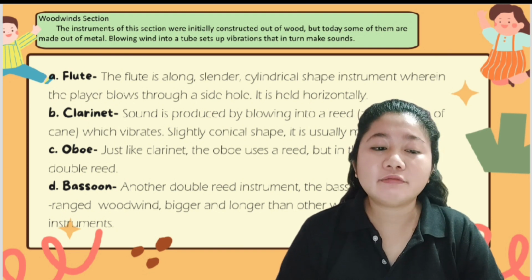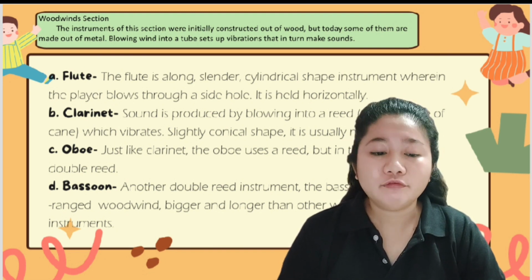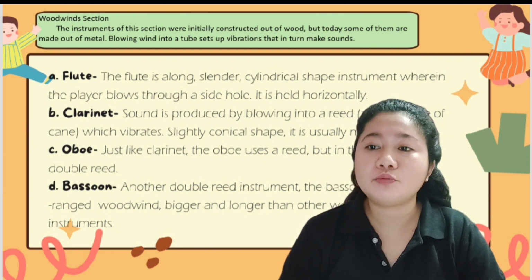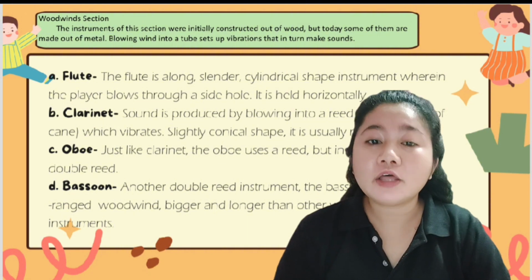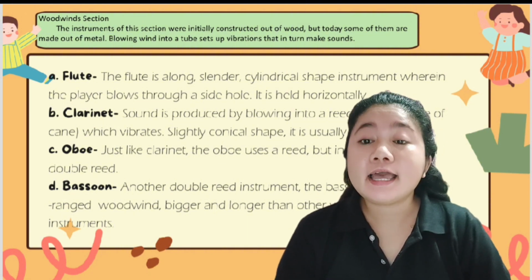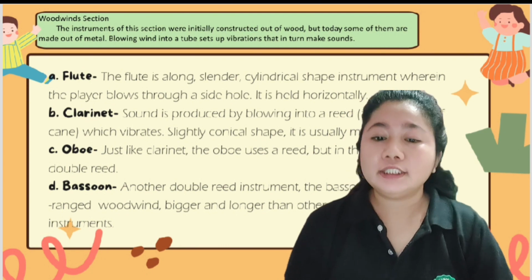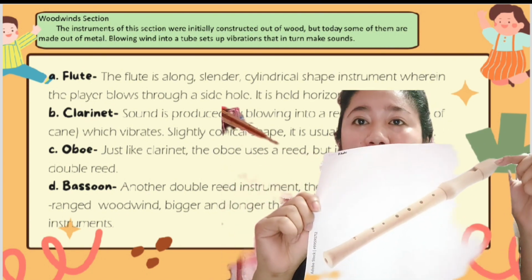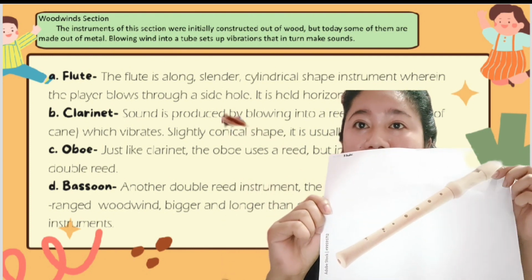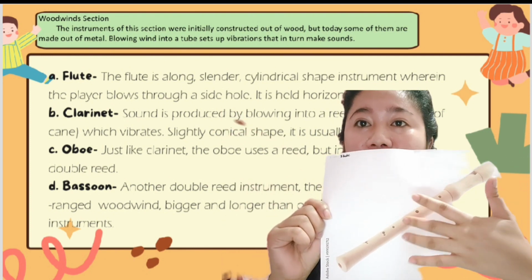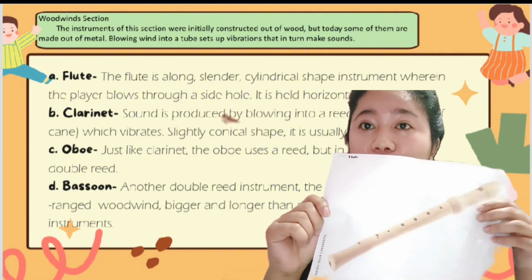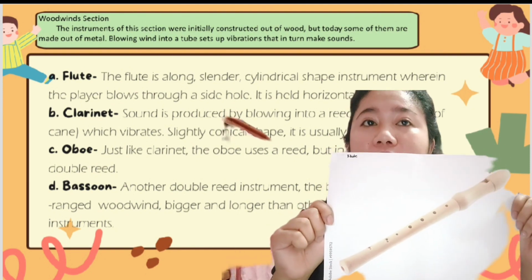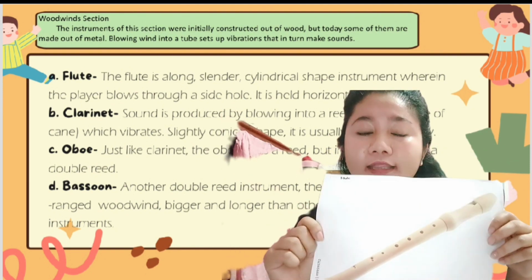So, let us discuss first the flute. Flute is a long, slender, cylindrical shaped instrument wherein the player blows through a side hole and it is held horizontally. So, this is the picture of flute. You are going to blow from here to create different sound and you are going to put your finger like this that would enable to create different sound. So, meron tayong mga flute na made of woods and then meron din tayong made of metal.